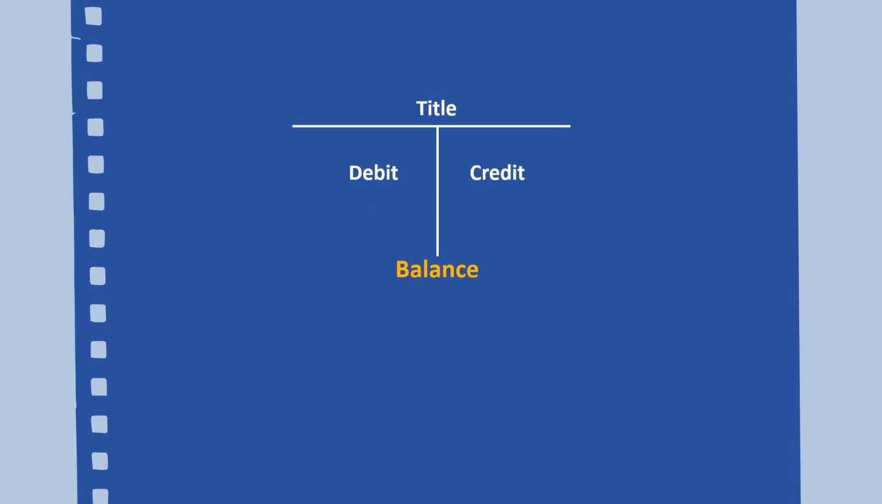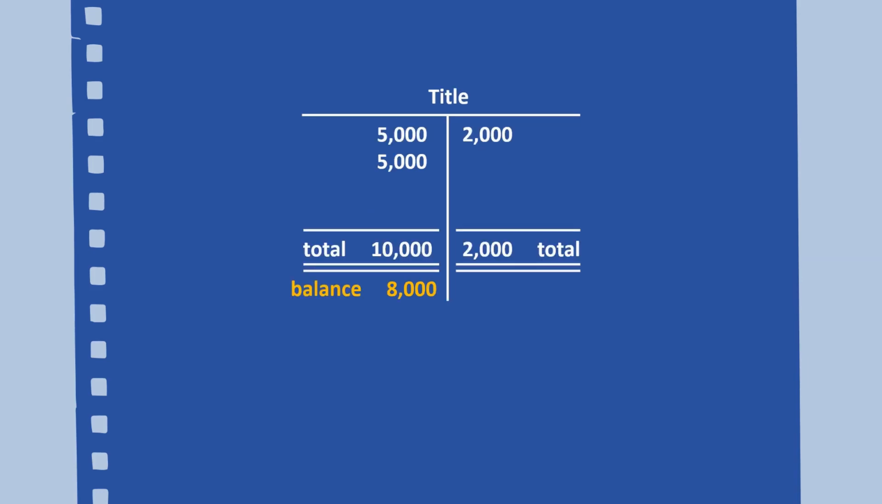The difference between total debits and total credits is called the balance of an account. If debits exceed credits, it's a debit balance. If credits exceed debits, it's a credit balance. When they're equal, it's a zero balance.